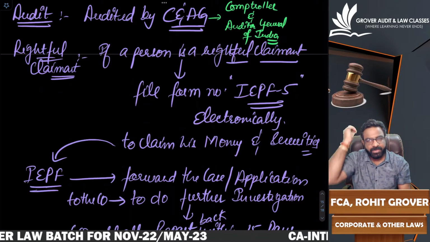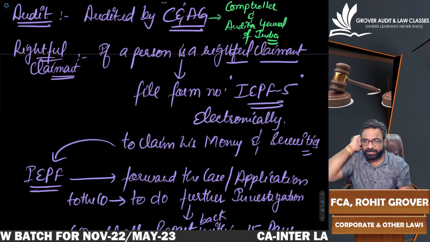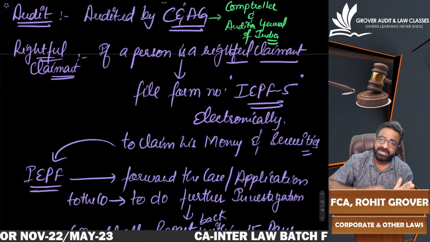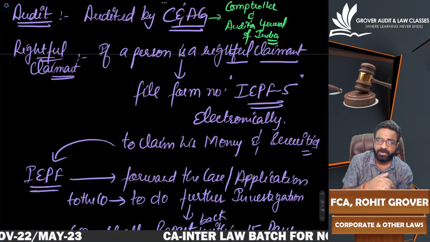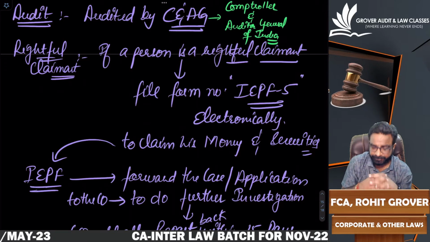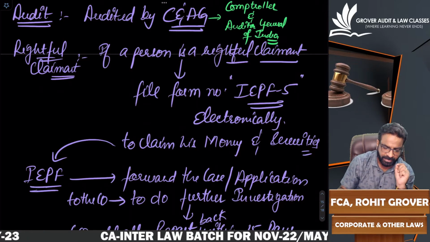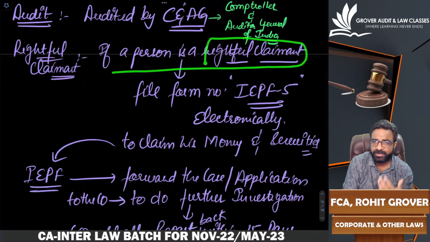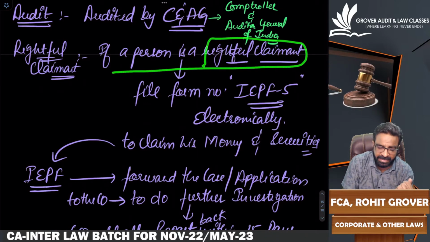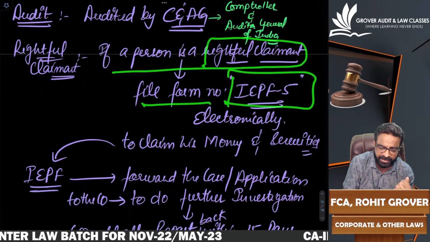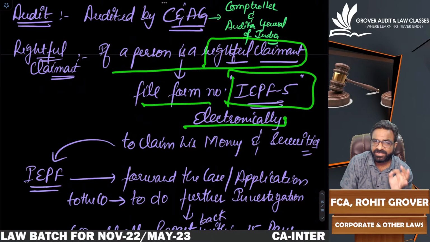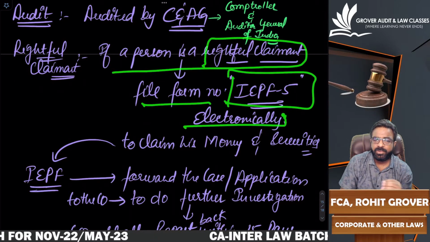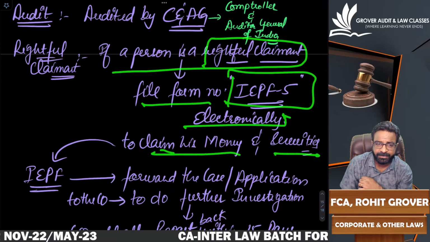Yes. Right. He will go to the IEPF and he will tell the IEPF, can you please pay my money back? But do you think that IEPF just like that will give you your money back? Or there will be some necessary investigation? Necessary investigation done. Now listen. If a person is a rightful claimant, what do you mean by rightful claimant? The one who is claiming his money. He will file IEPF 5 electronically. What is the form number he has to file if he wants to claim his money? IEPF 5, to claim his money and securities. Am I correct? Yes, sir.